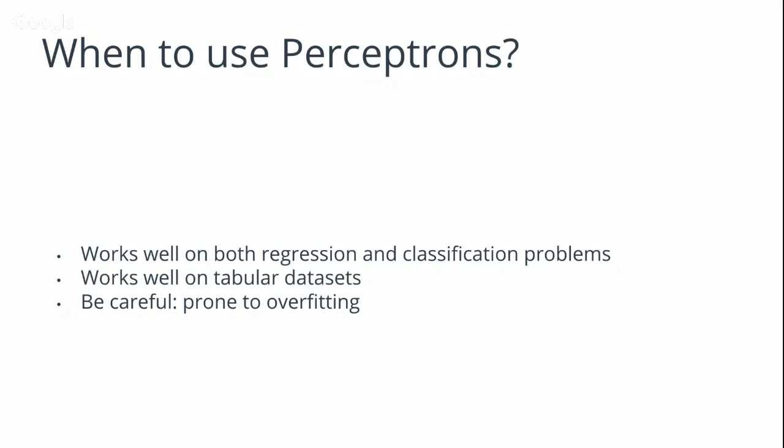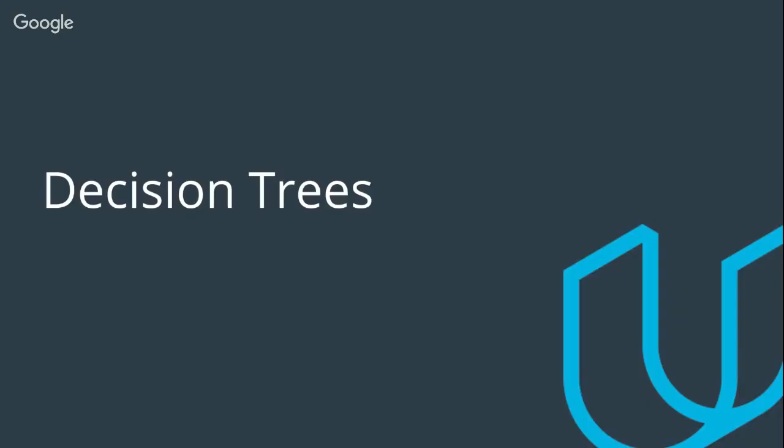With that being said, are there any questions with how perceptrons work overall? Okay, moving on to decision trees.